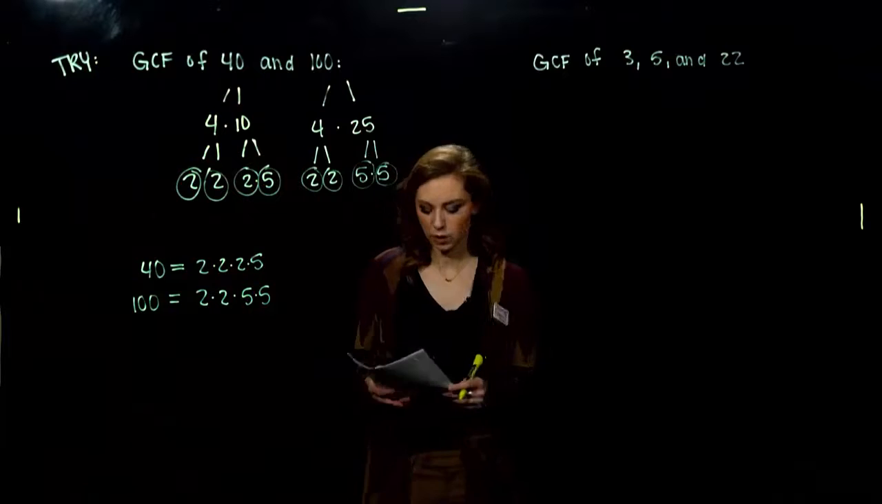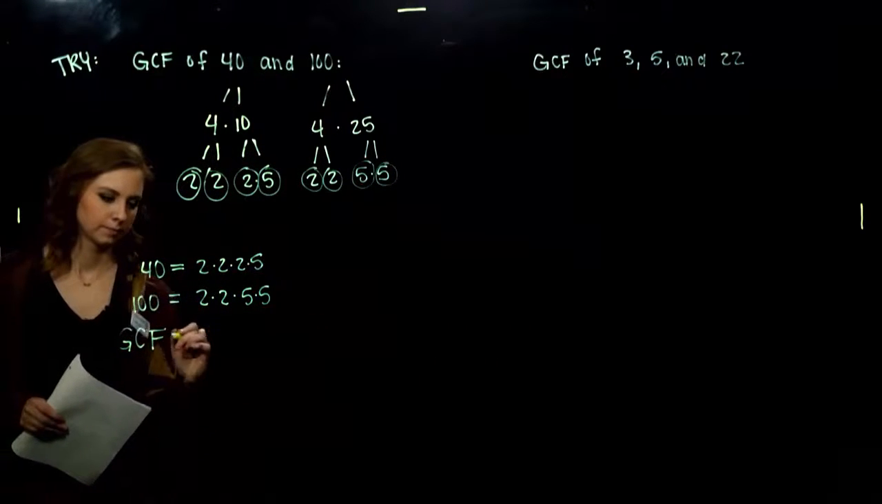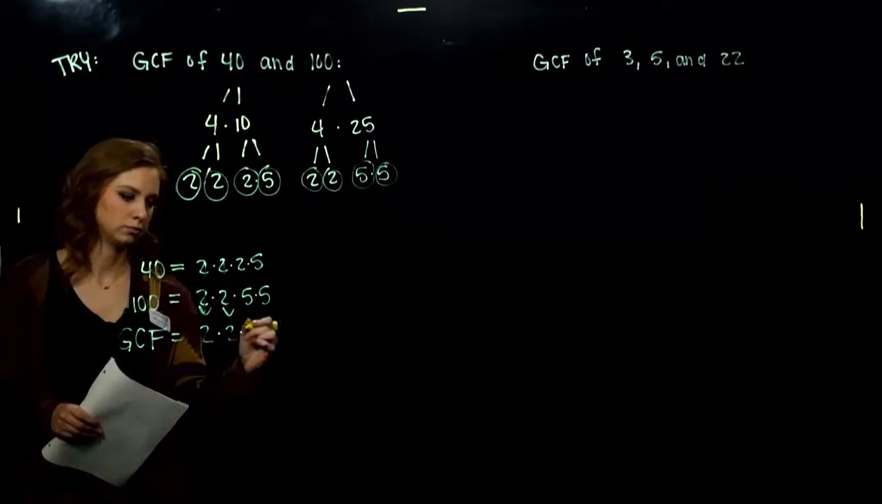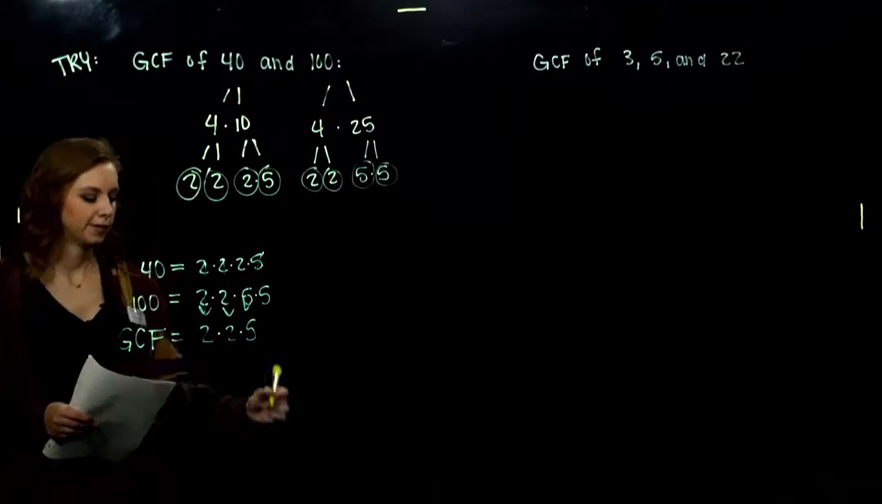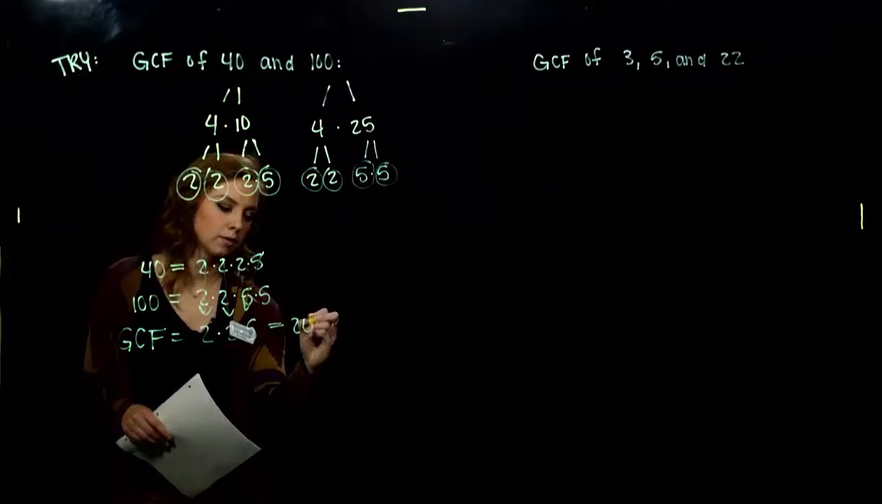So what did you get for the greatest common factor? What did they share in common? 40 had a 2, 100 had another 2, and what else? Another 5. So, greatest common factor between 40 and 100 is 20.